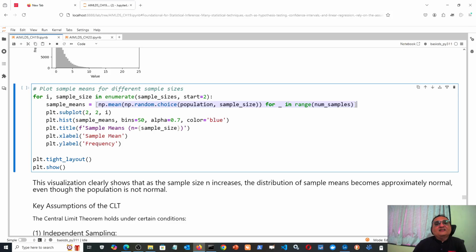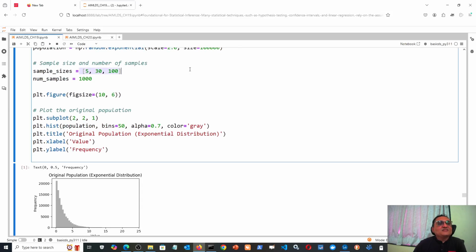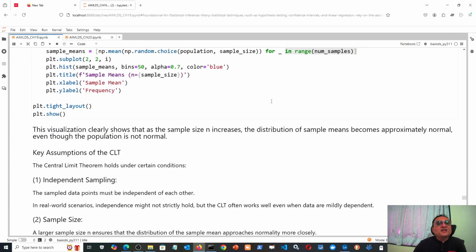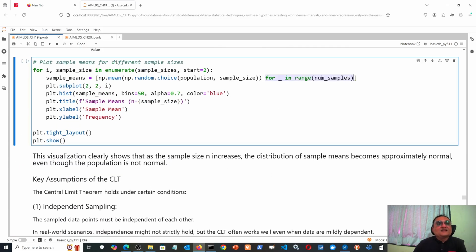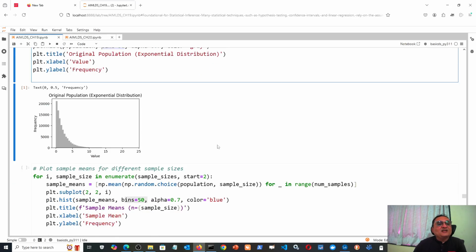And how long do I have to execute this list comprehension? Then for this underscore in the range num samples. So that means range num samples is equal to here 1,000. So I have to take 1,000 such samples like this. Okay. So then find the mean of it, take the subplot and plot histogram for the sample means. Okay. Then take 50 bins, here also we have taken 50 bins for the entire population.